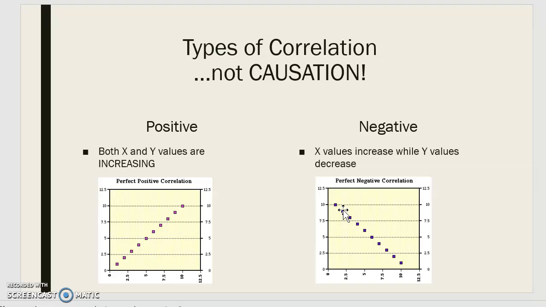All right, now that we've gotten into the essential parts of scatterplots, we need to talk a little bit about correlation, which again does not mean causation. So that's super important to remember. There are basically two types of correlation, positive and negative.